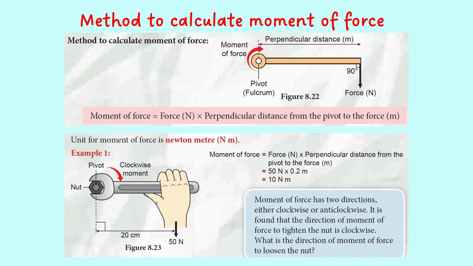For example, here we have a spanner used to tighten a nut. So the moment of force is equal to the force used, which is 50 Newton, times the perpendicular distance from the pivot to the force. So the distance from the pivot, aka the nut or the fulcrum, to the force is 20 centimeter. So we just calculate 50 times 0.2 meter. So you get 10 Newton meter. Remember to convert the distance from centimeter to meter. 20 centimeter equals 0.2 meter.